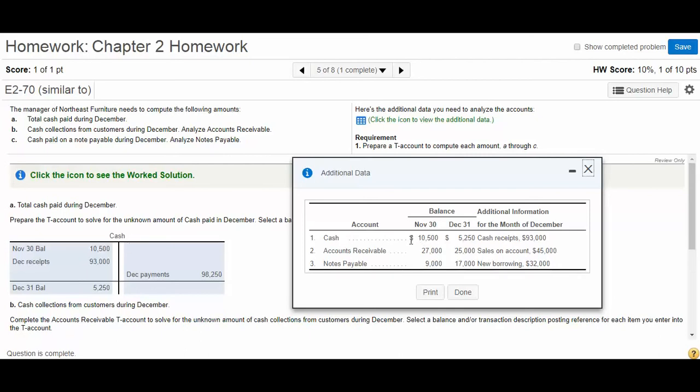So right off the bat, you know that cash at the beginning of this monthly cycle was 10,500. And that's why we have this here, because cash prior to beginning December was 10,500. Then it also tells you right here that 5,250 is what it was at the end of the month. Again, cash is an asset, normal debit balance, the left-hand side. We put it as an ending balance for December 31st. Then it tells you, by the way, during the month, you had cash receipts of 93,000. This is when it's helpful to understand how cash receipts are booked. So let's go over to the whiteboard and look at it.